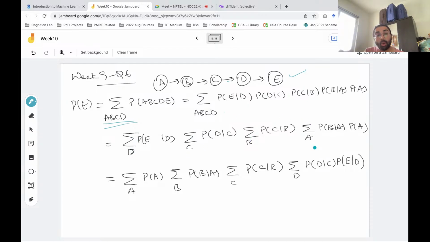So the elimination order, that is, which is the variable which gets eliminated first, is A, right? Because you will come from left to right when you're trying to solve this summation. So hence the order in which it gets eliminated is A, B, C, D. So hence A, B, C, D is right.